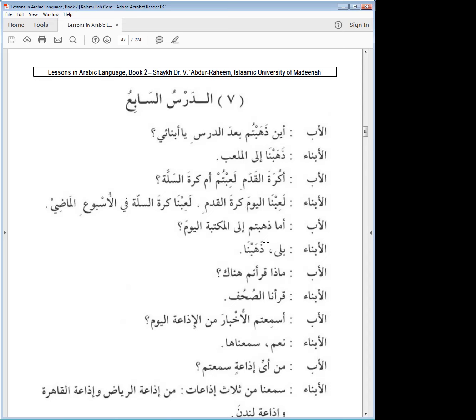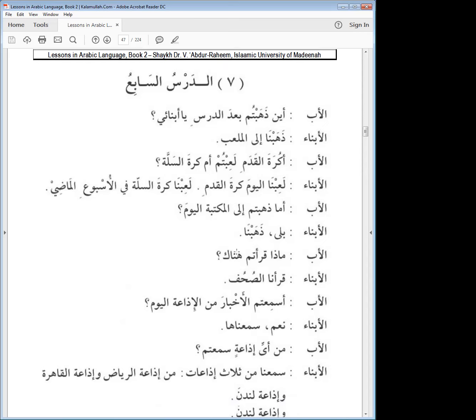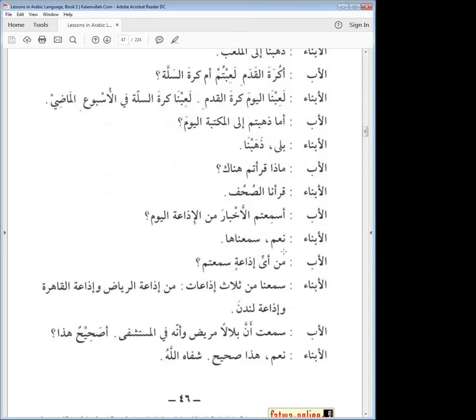So we could assume or guess that this book was probably written back in the day when libraries were a common thing. People used to go to the library often, and at the library, you could listen to the radio. You could probably do other things that people could do in their houses now, right? So he asked them if they didn't listen to the news today. They said yes, we listened to it. Naam sami'naha.